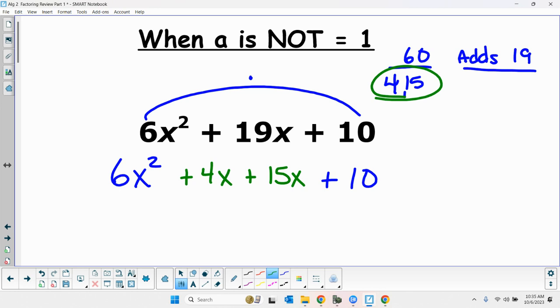So what you have done is turned it into a grouping problem. What we're going to do is group the first two together and the last two. And then I'm going to look for the GCF. What's the greatest common factor between 6x squared and 4x? 2x. What's the greatest common factor between 15x and 10? 5.